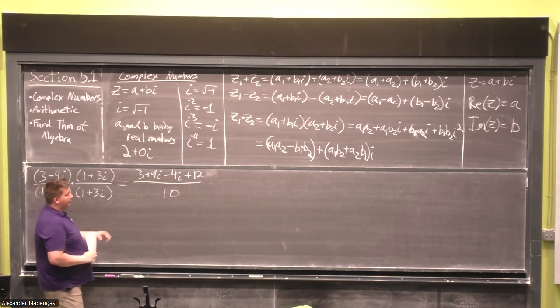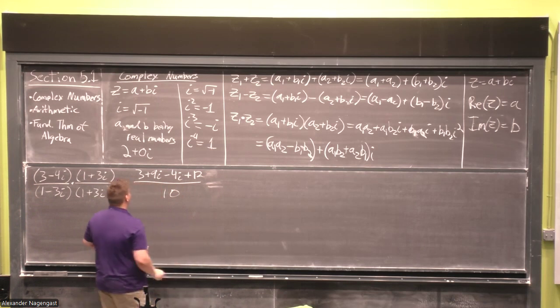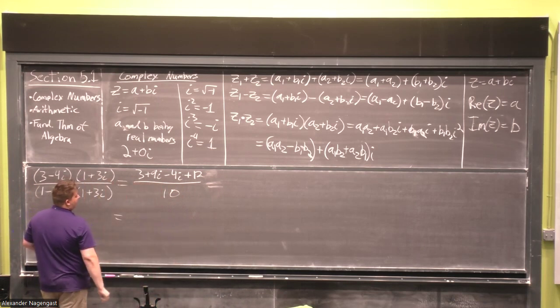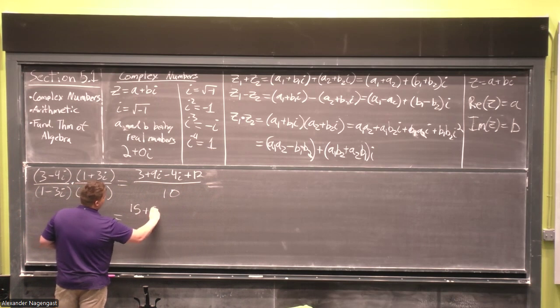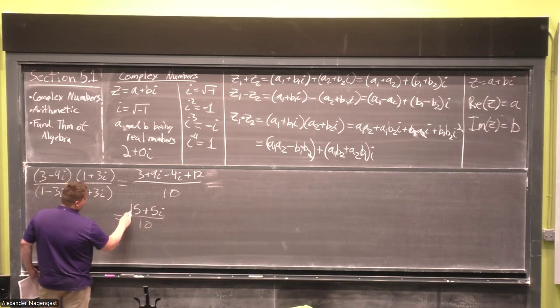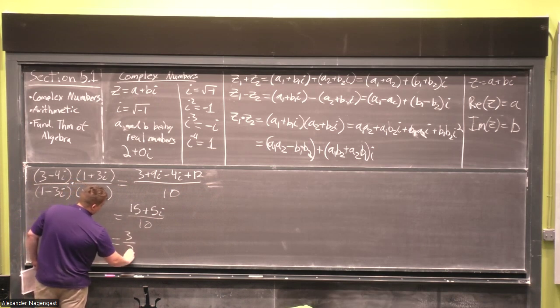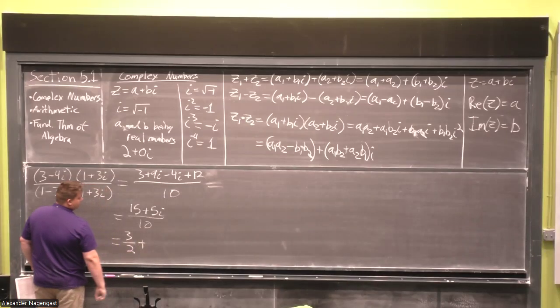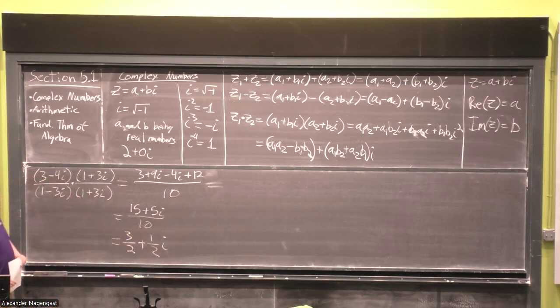And now when we simplify, right over here, we'll get 15 plus 5i all over 10, which then 15 divided by 10 reduces to 3 divided by 2, plus 5 divided by 10 is 1/2. Attach the i, and there's our answer.